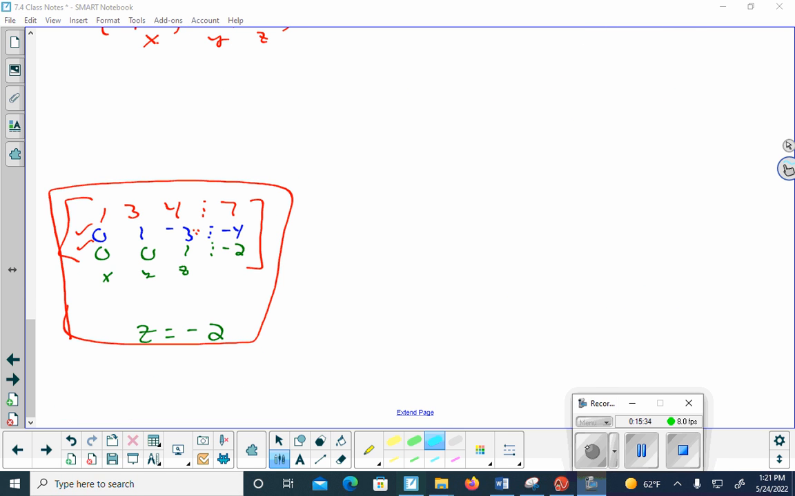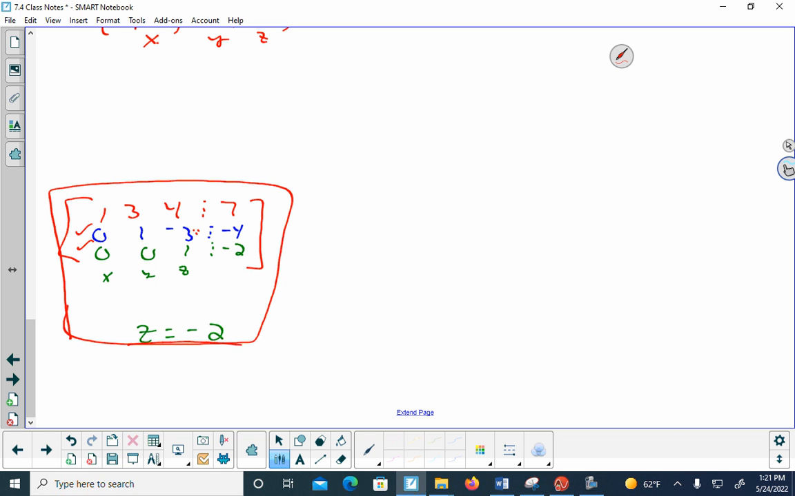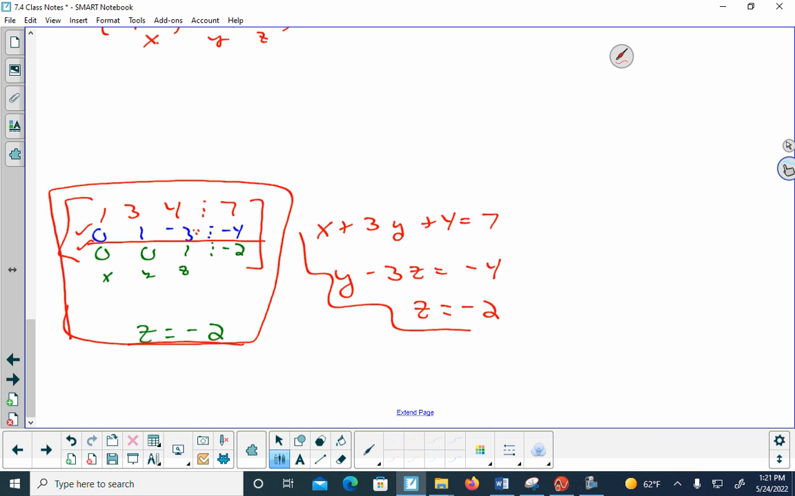So I just copied it down, and what I could do at this point is I know that z is equal to -2. And then this line I can rewrite as y minus 3z is equal to -4. And the top row would be x plus 3y plus 4z is equal to 7. And then I have that z is equal to -2. And then this is that stair step that we talked about, so then I can do back substitution.